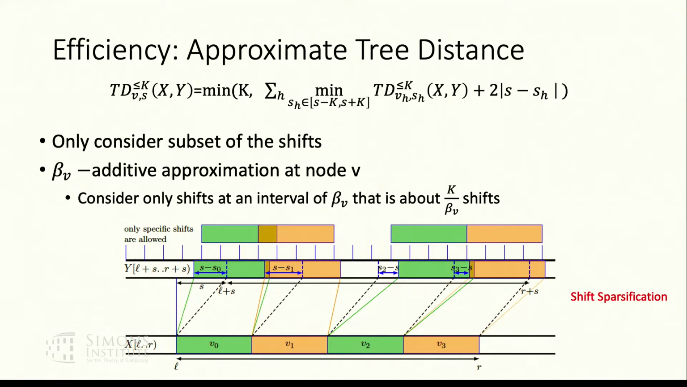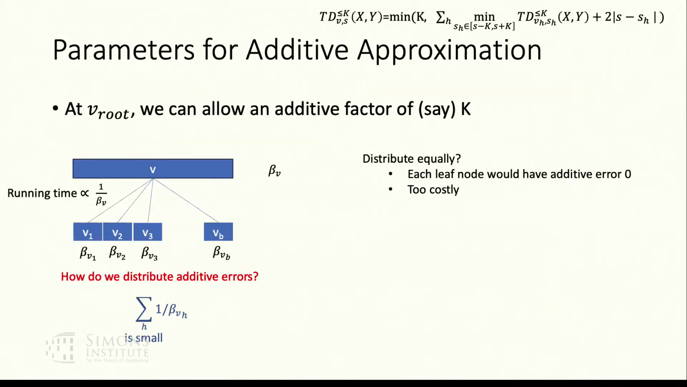So my running time will be roughly proportionate to 1 over beta v when I'm considering beta v additive approximation. Okay. So the question is, at the root, I can allow an additive factor of k, or at the node v, I can allow a beta v. But then how do I distribute this additive factor around these kids? So what would you do?